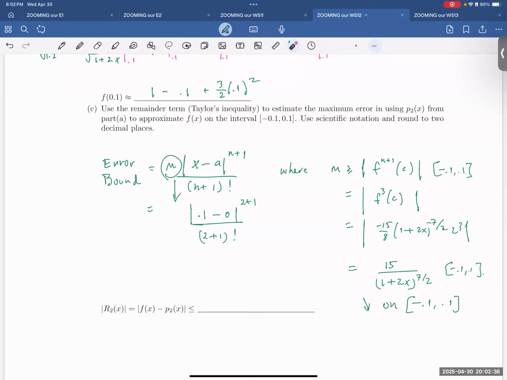So M is going to be this evaluated at negative 0.1. So 15 over 1 plus 2 times negative 0.1 to the 7 halves. There we go. That is your error bound.